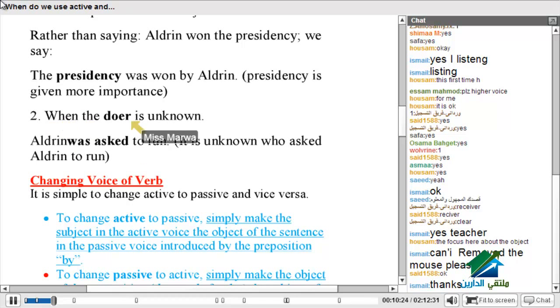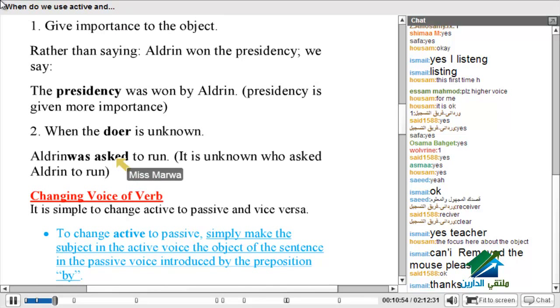Okay, number two, when the doer is unknown. As this is another case, I have to use passive voice. When the doer is unknown, ما عرفش مين اللي عمل ده. Aldrin was asked to run. طيب, who asked him to run? مين اللي سأله مين اللي طلب منه ده؟ We don't know. It's unknown who asked Aldrin to run. It's okay.